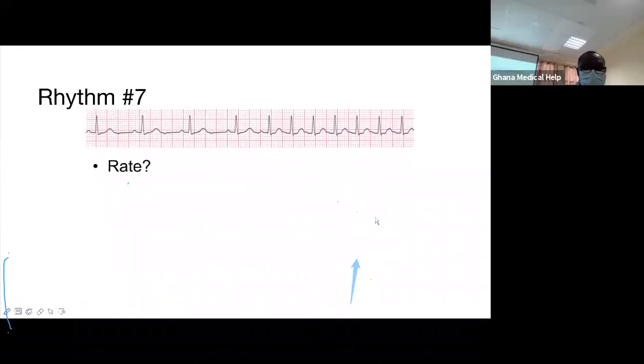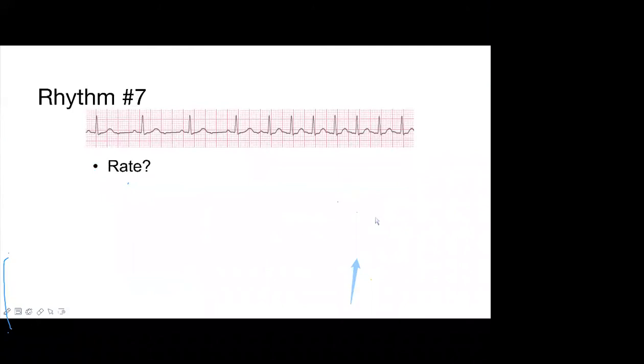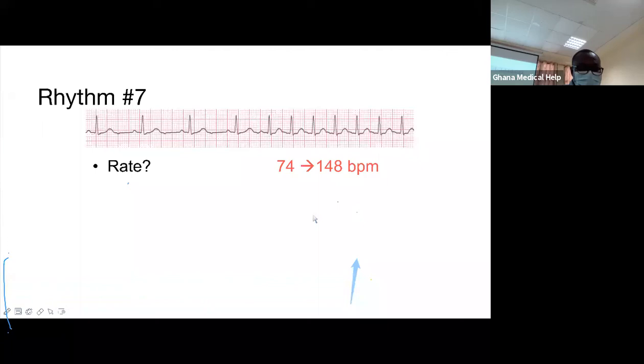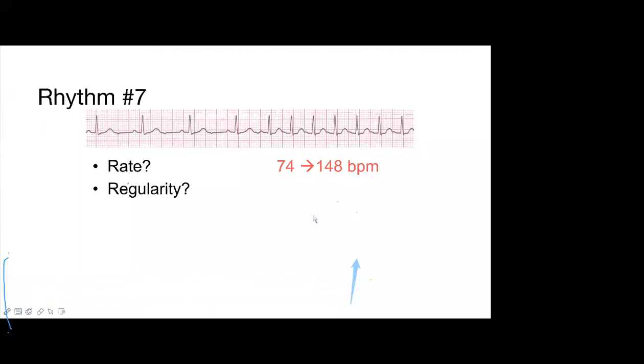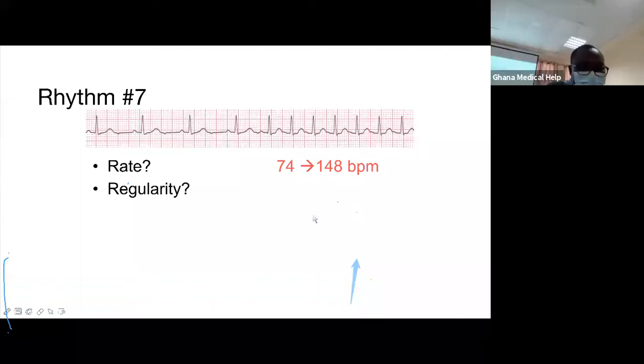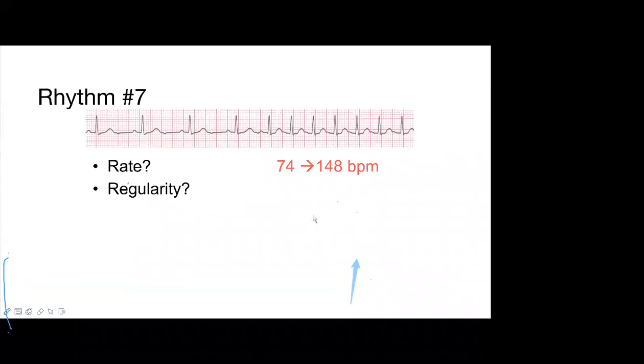So the rhythm number 7. Zoom people, what's the rate? 110. Yeah. Okay. So depending on how you see it, it can be within that. What's the regularity? Is it regular, irregular, or any of those things? It's irregular. Yeah. Okay. All right. So let's go.